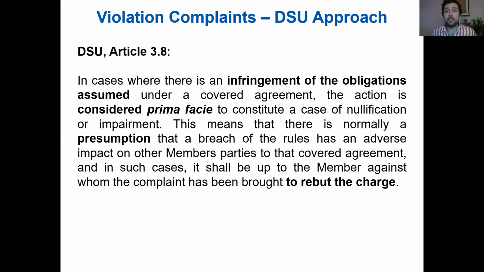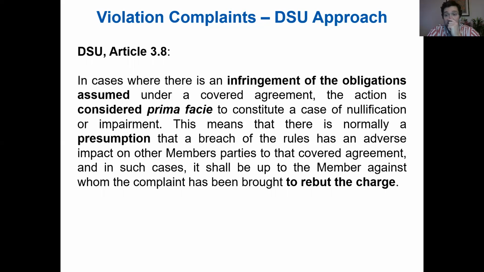The change is there in DSU Article 3.8. It says that in cases where there is an infringement of obligations assumed under a covered agreement, so when we talk of a violation complaint, the action is considered prima facie to constitute a case of nullification or impairment. This means that there is normally a presumption that a breach of the rules has an adverse impact on the members, parties to that covered agreement, and in such cases, it shall be up to the member against whom the complaint has been brought to rebut the charge.